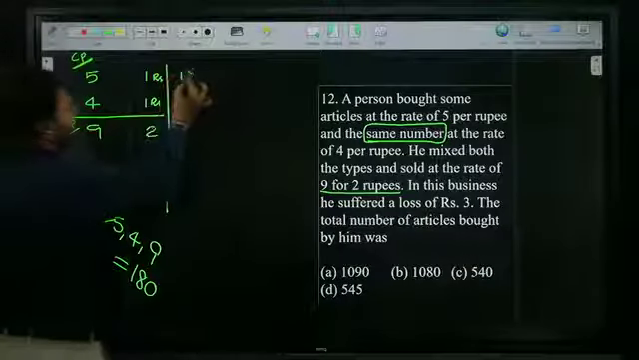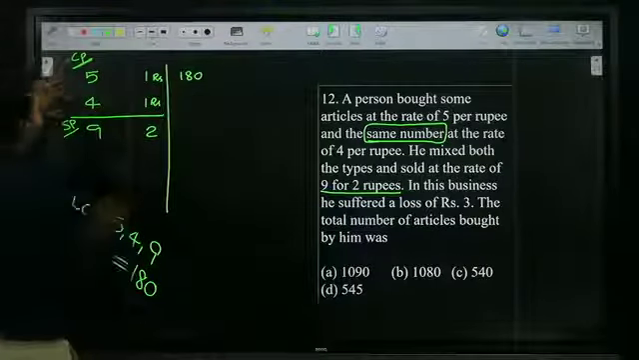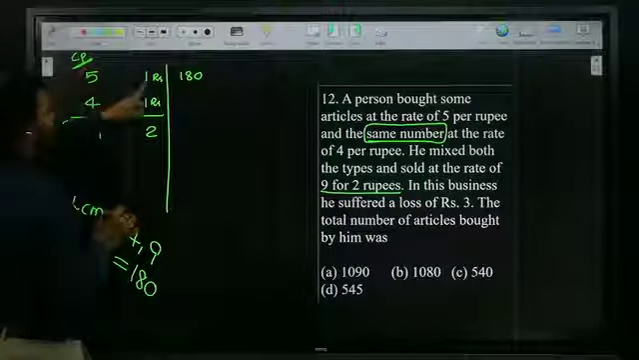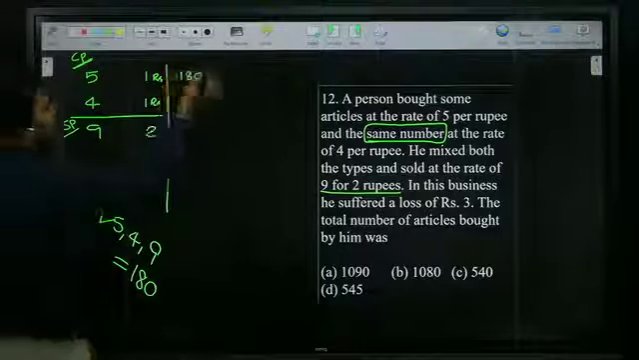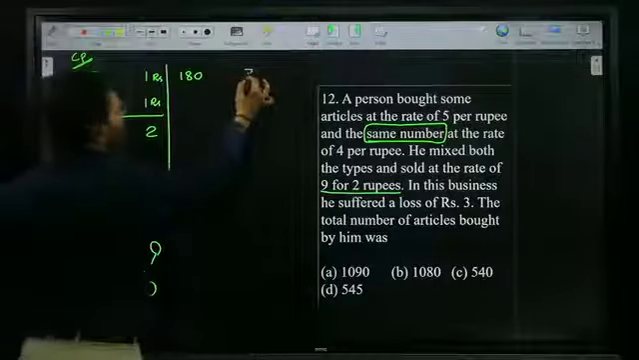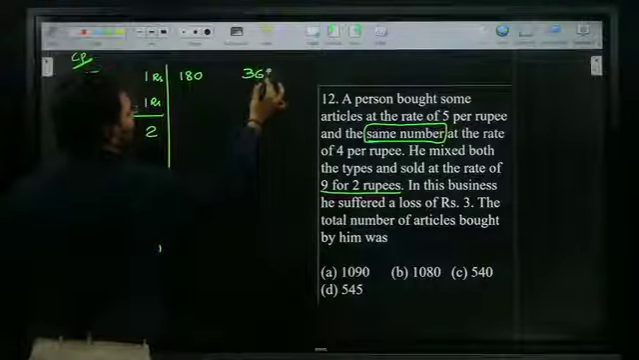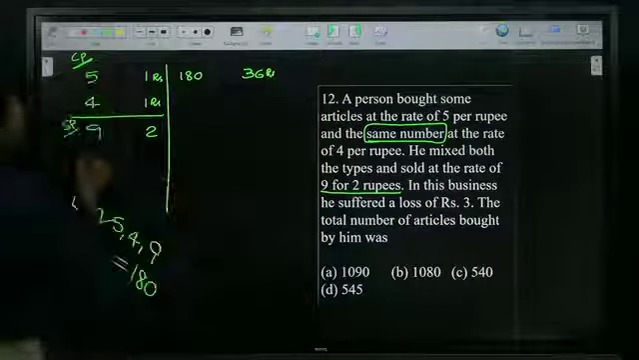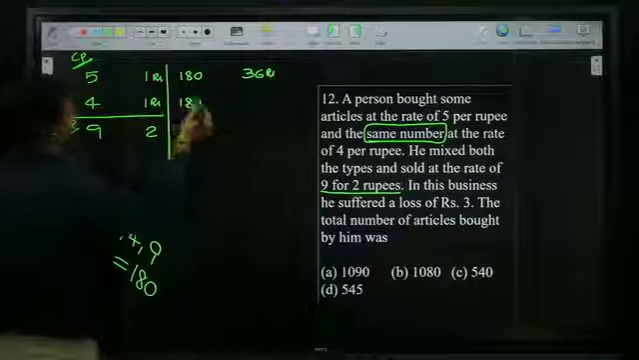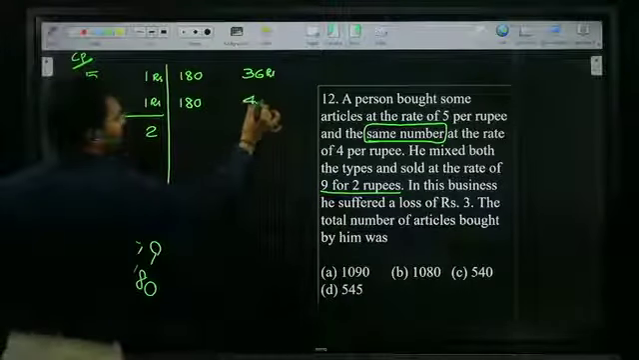Look at me, all of you. 5 articles cost price is 1 rupee. Then 180 articles cost price is how much? 180 by 5 is 36 rupees. 4 articles is 1 rupee. Then 180 articles is how much? 180 by 4 is 45 rupees.